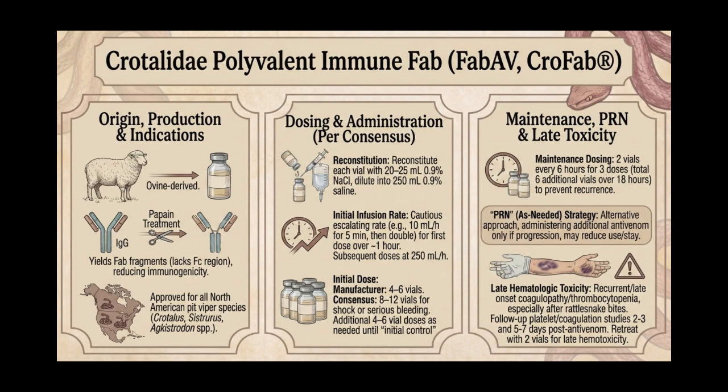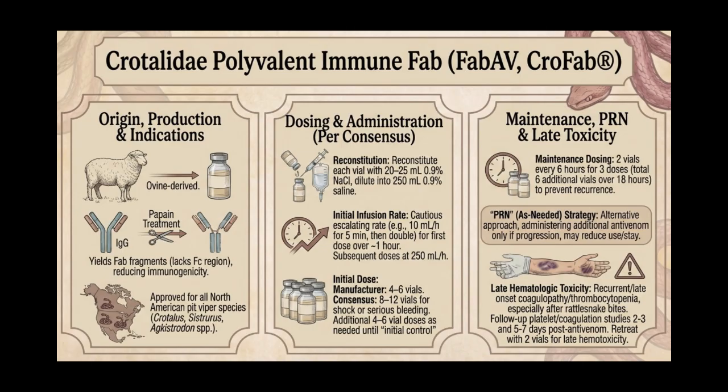It is produced by immunizing sheep with venoms from 4 specific North American pit viper species: the eastern diamondback rattlesnake, the western diamondback rattlesnake, the Mojave rattlesnake, and the cottonmouth or water moccasin. The antibodies produced in these sheep are of the IgG type. These antibodies are then treated with an enzyme called papain, which breaks them down into Fab fragments.